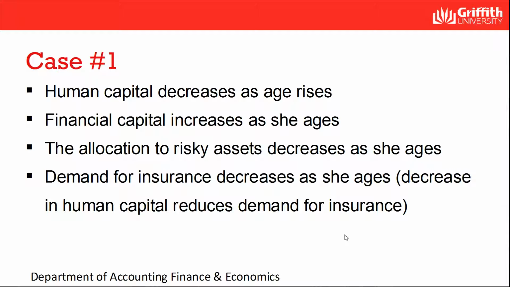So that picture showed that human capital decreases as age rises, financial capital increased as she aged, the allocation to risky assets decreased as she ages, and demand for insurance decreased as she ages, because a decrease in human capital reduces the demand for insurance.